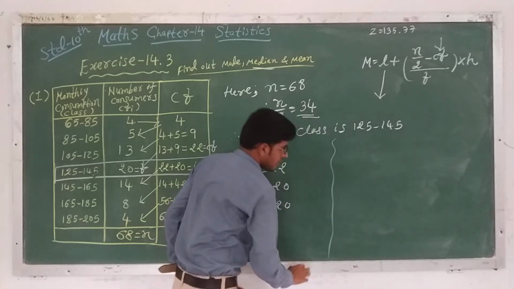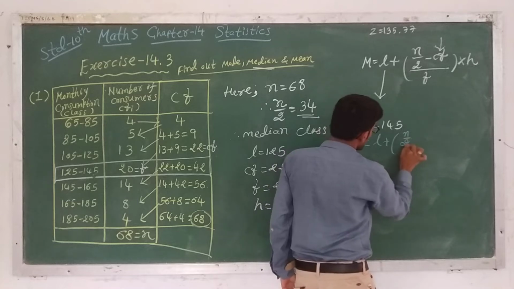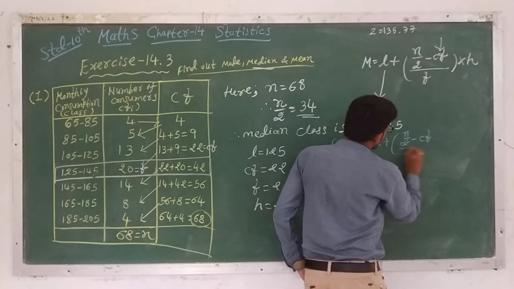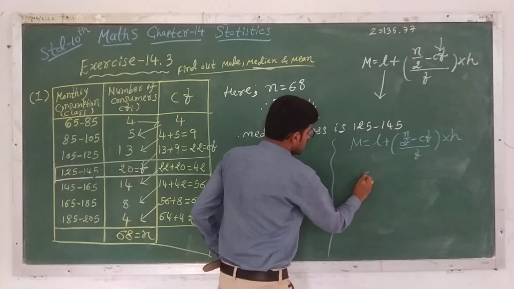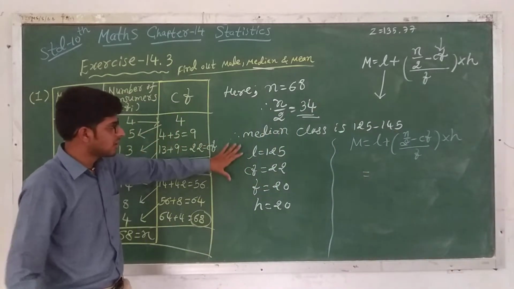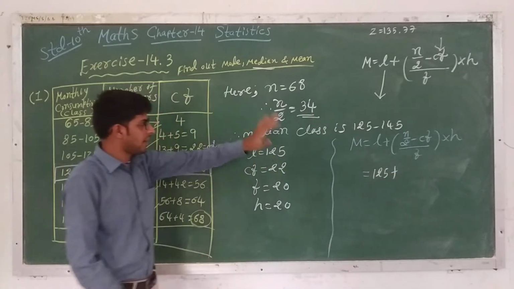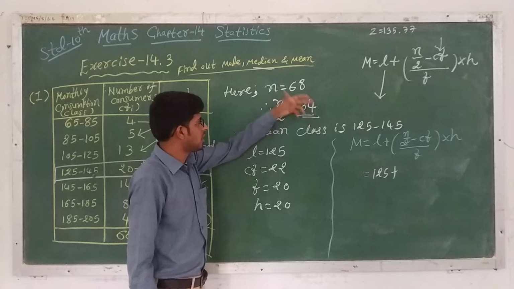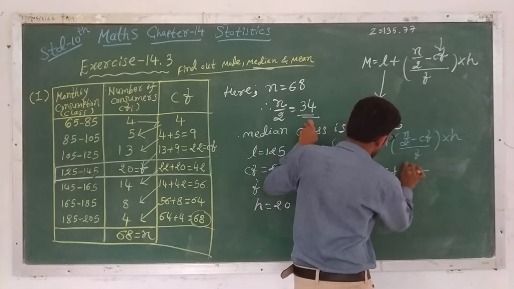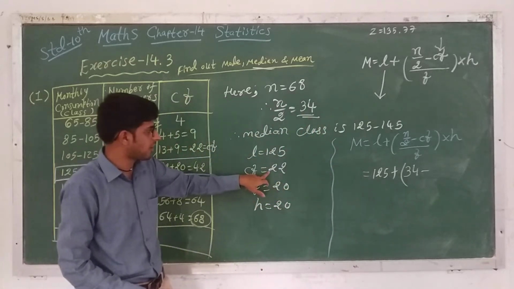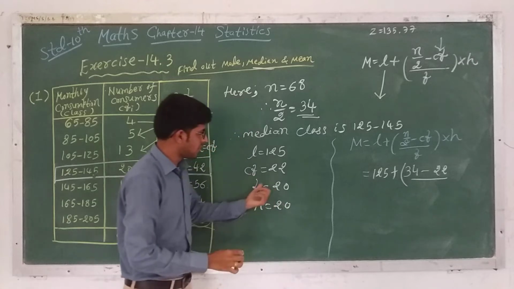So write down M is equal to L plus n by 2 minus CF divided by F multiplied by H. Now putting the value of L, CF, F and H, so 125 plus the value of n by 2 is 34. Divided by 2. So 34 minus the value of CF is 22. So 22 whole divided by F is 20.